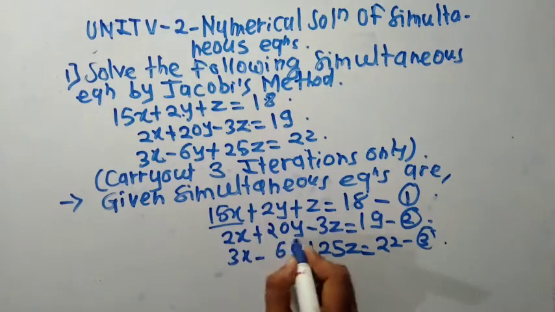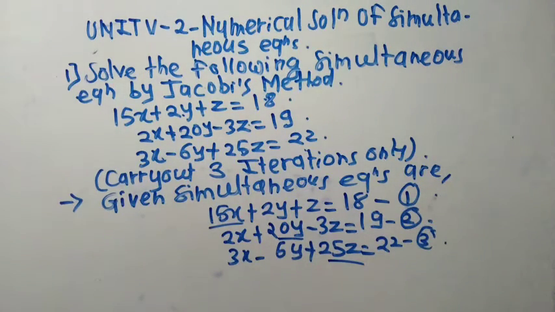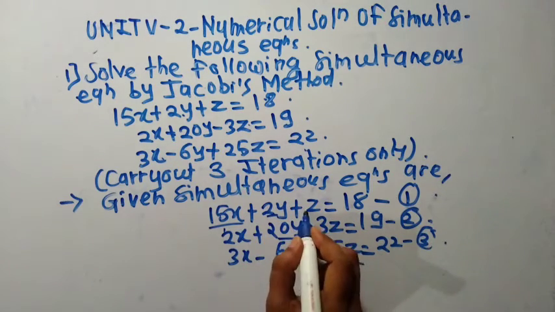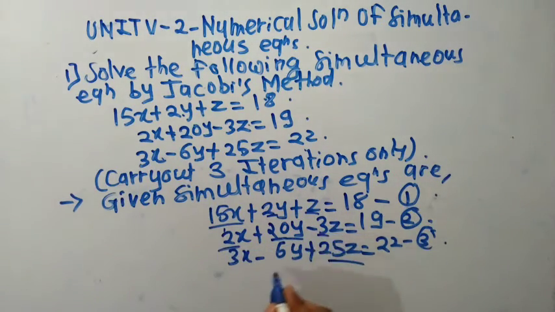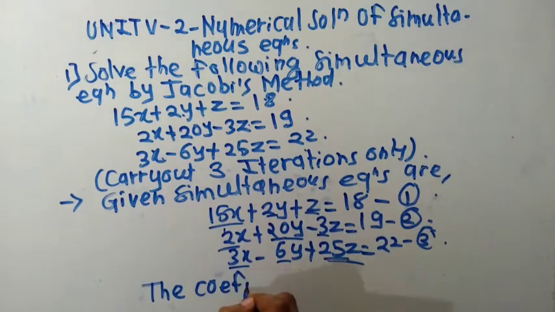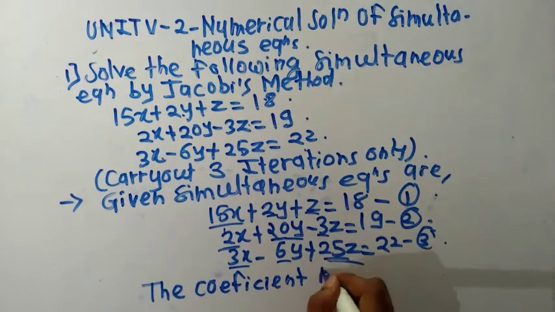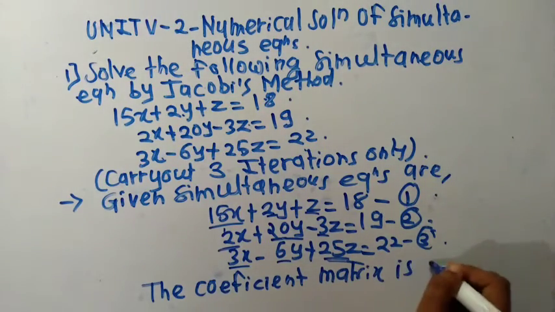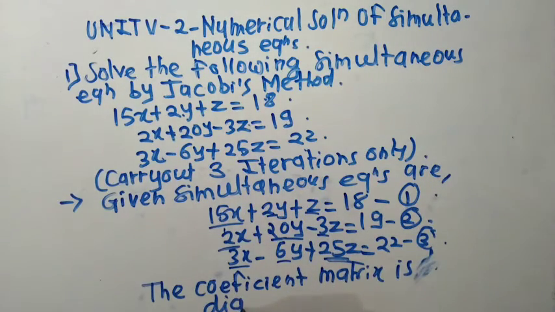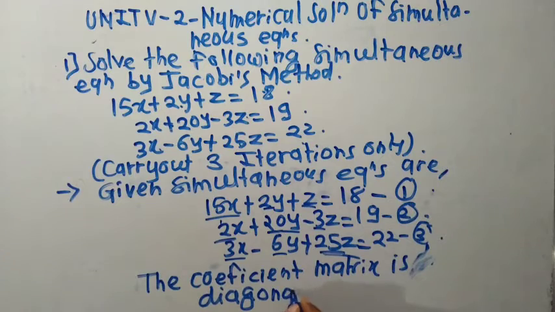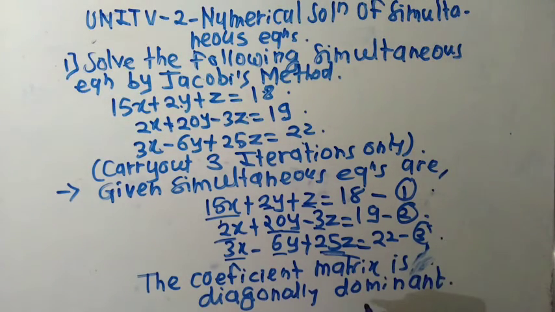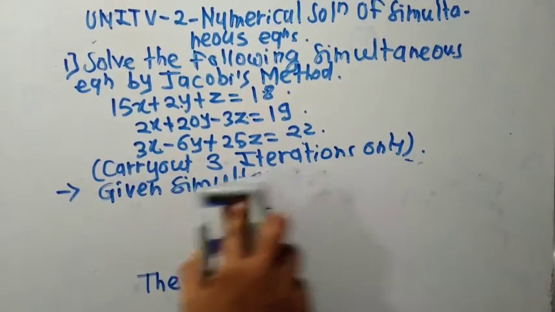Then here 15x, 20y and 25z. Here 15 is greater than 2 and 1. 20 is greater than 2 and minus 3. And 25 is greater than 3 and minus 6. Hence, the coefficient matrix is diagonally dominant. So first find x, y, z.